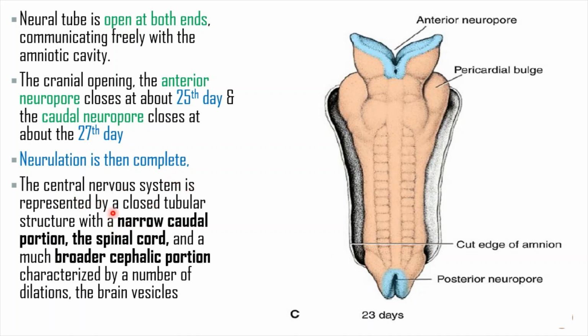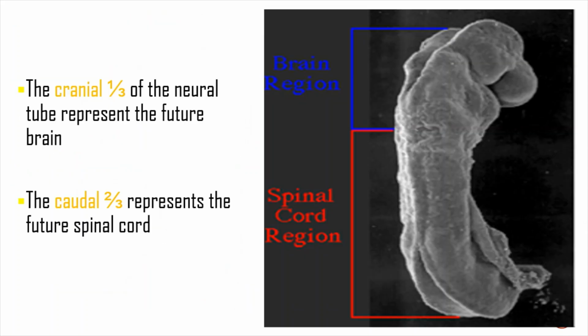So the central nervous system is represented by a closed tubular structure with a narrow caudal portion, the spinal cord, and the much broader cephalic portion. This is a cephalic portion, this is a caudal portion. So the caudal portion becomes the spinal cord, the cephalic portion becomes the brain. The cranial 1/3 of the neural tube represents the future brain, this one here. And the caudal 2/3 represents the spinal cord, which is this one here.